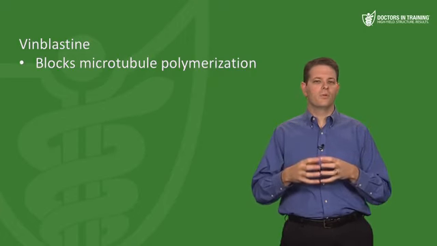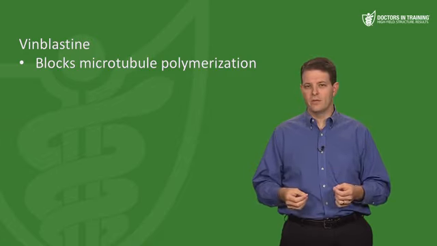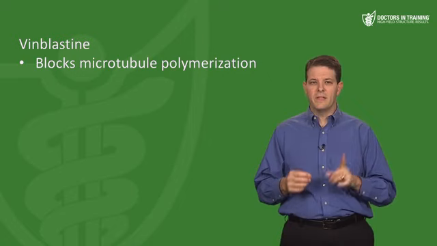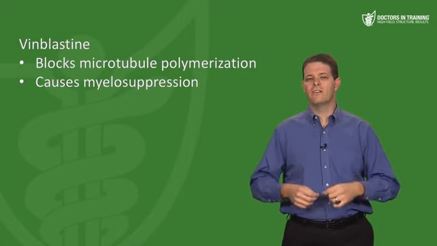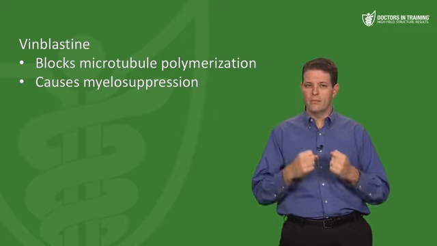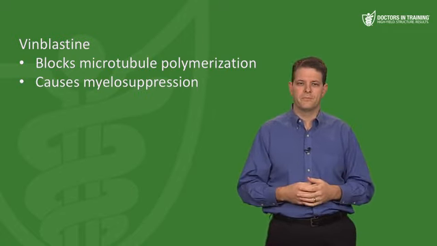It blocks microtubule polymerization and prevents mitosis. It has basically the same indications as vincristine. But the thing that distinguishes vinblastine is that it causes myelosuppression. So you might remember the phrase, vinblastine blasts bone marrow. It's myelosuppression. There's also paclitaxel, plus a handful of similar taxols or taxanes.